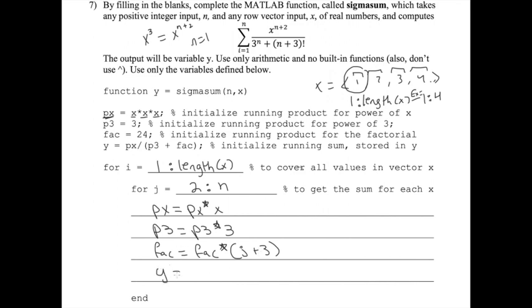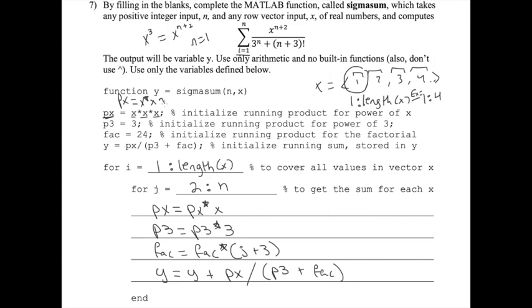Then we want our running sum, so you get y equals y plus p of x divided by parentheses p3 plus factorial, and end that parentheses. So this is how we're going to write it. Let's review it. We're saying for 1 through the last element of x, for every single element of x, we're going to go through j from 2 through n, because if we say 1 through n, that means we have to initialize it at a different number over here. Like if we said p of x was equal to x times x, then it's okay for us to say 1 through n.